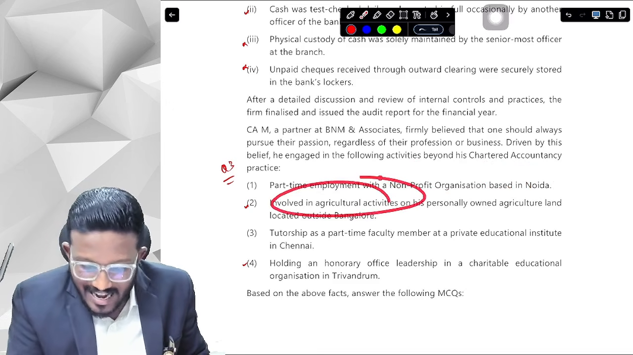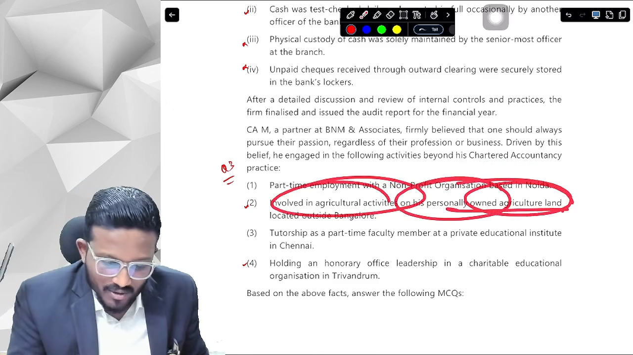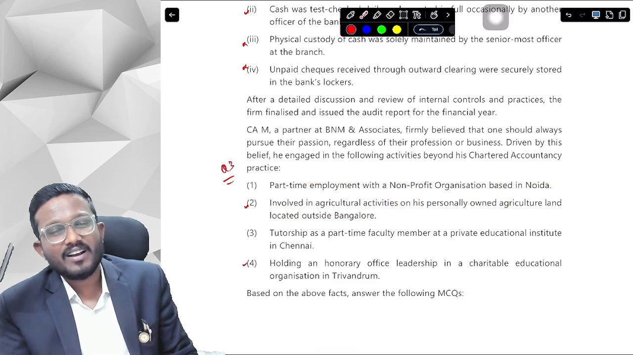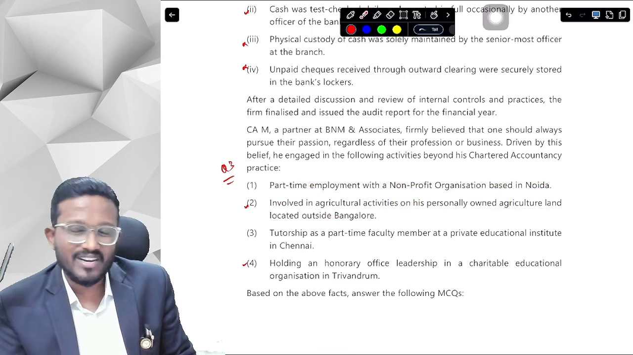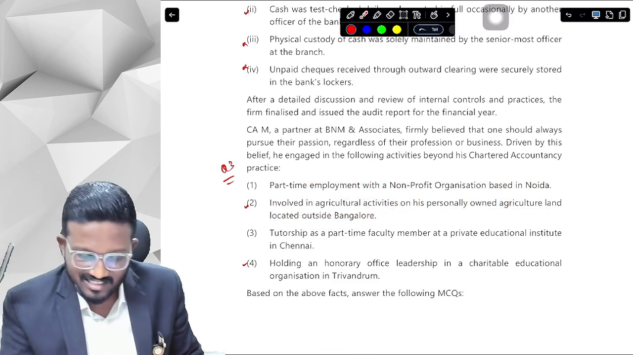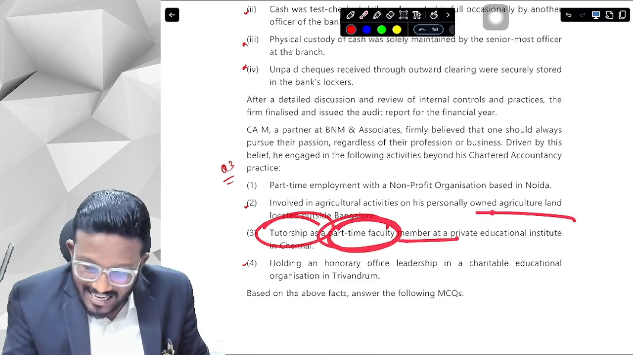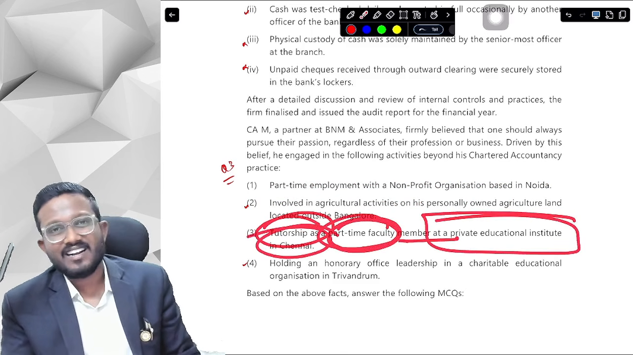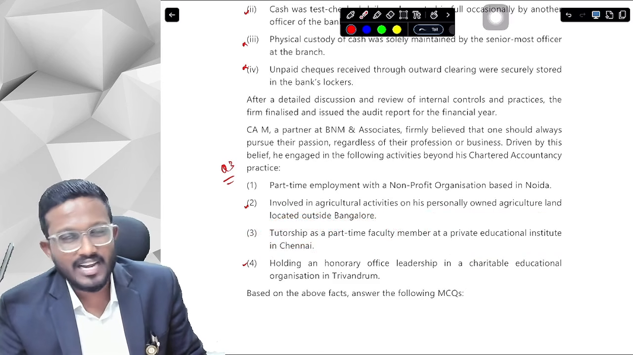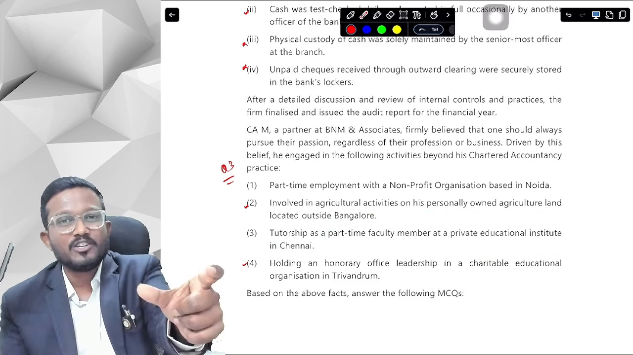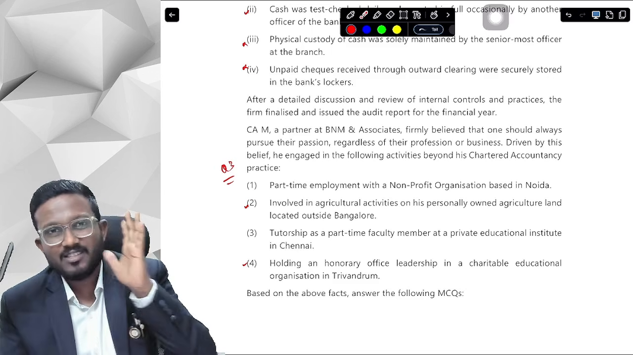Second, we are involved in agricultural activities on a personally owned agricultural land located outside Bengal. Can we become a farmer? Yes sir, we can become a farmer. There is no restriction on this. This is generally permitted. Next, we are taking tutorship as a part-time faculty member at a private educational institute in Chennai. No sir, you cannot take part-time practice, part-time tutorship under a private coaching organization. This is a specific permission case.